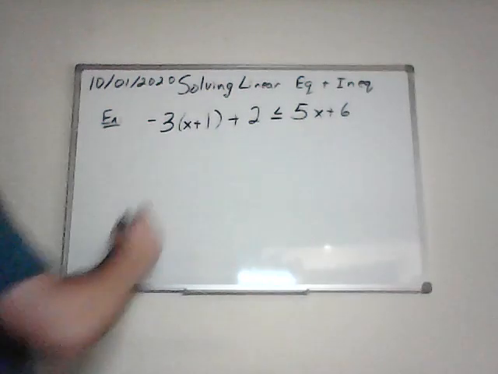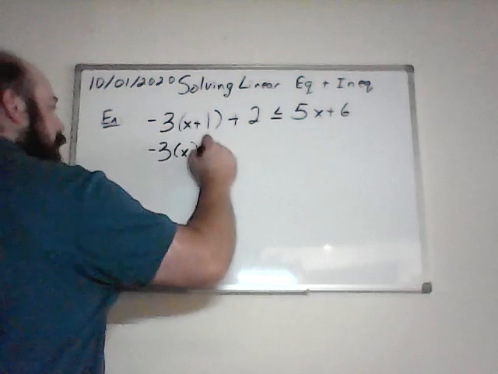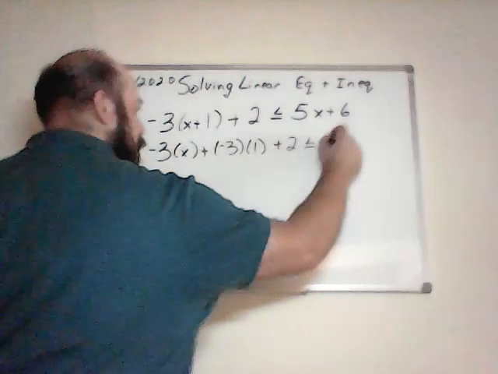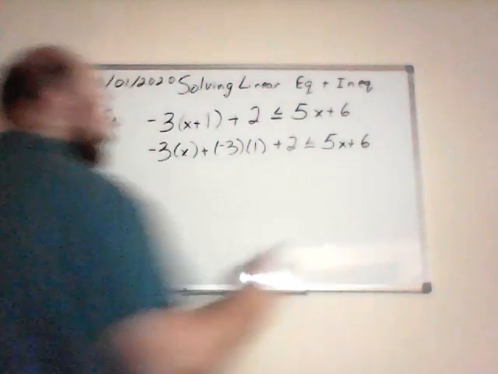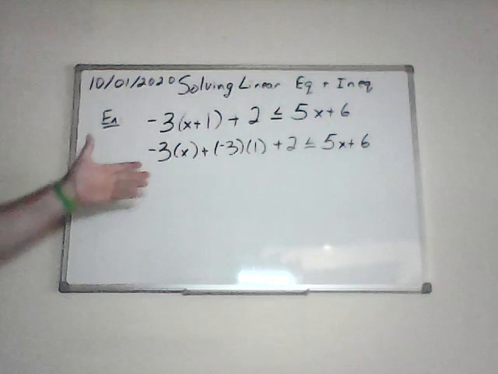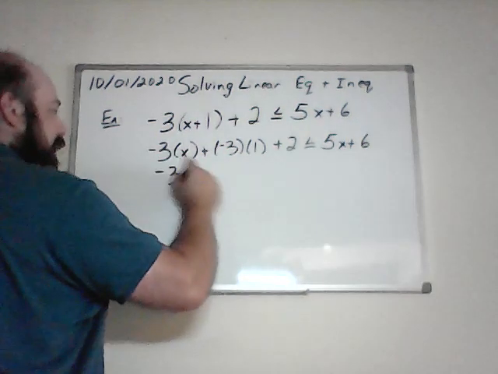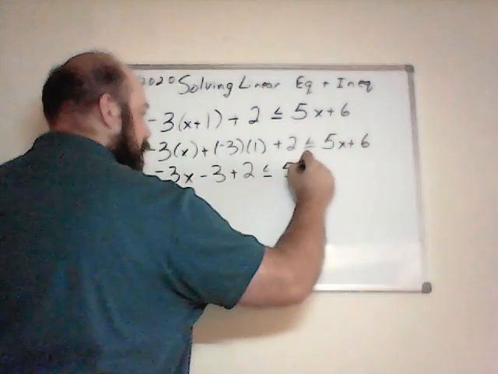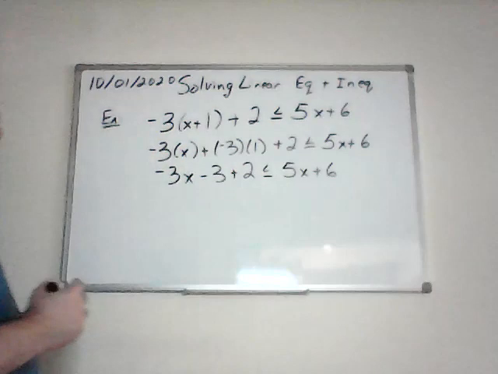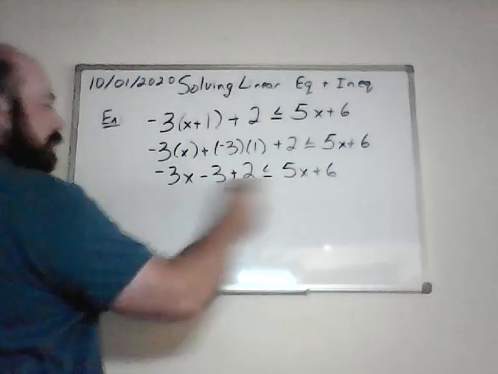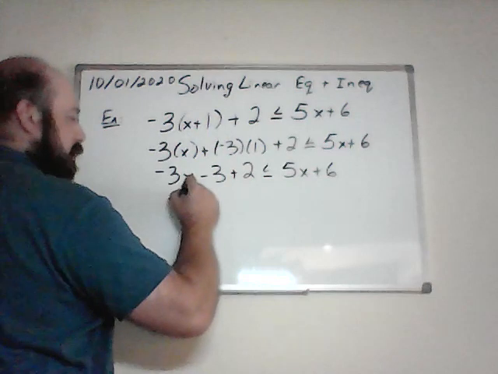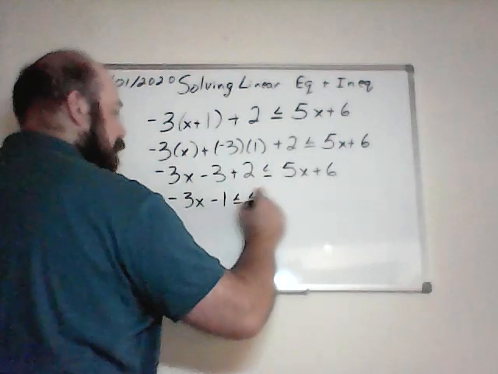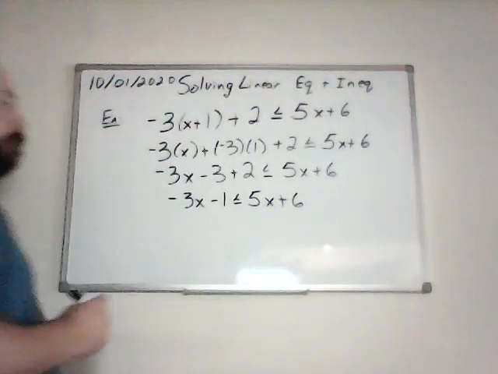So again, the first thing we do is distribute. Negative 3 times x plus negative 3 times 1 plus 2 is going to be less than or equal to 5x plus 6. We go ahead and work through this. I get negative 3x minus 3 plus 2 less than or equal to 5x plus 6. We combine like terms here, okay, and that's going to give me negative 3x minus 1 is less than or equal to 5x plus 6.